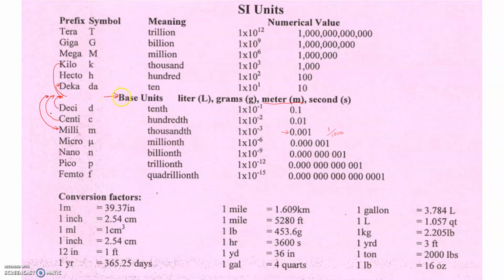So you always have to go through the base unit because all these numbers are relative to the base. They're not relative to each other. This does not tell me how to go from here to here. So just keep that in mind. And then down here you got your metric unit and then your, I guess, US version of all the units.